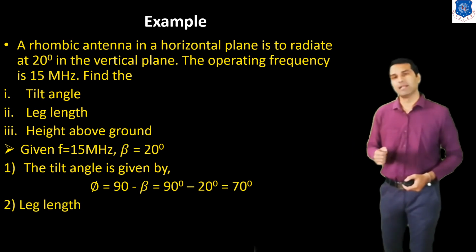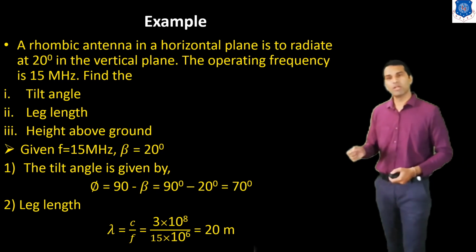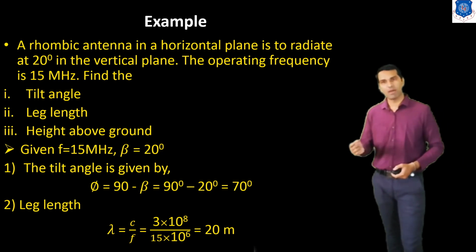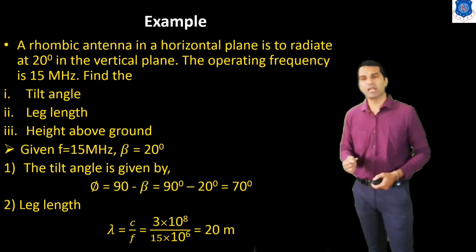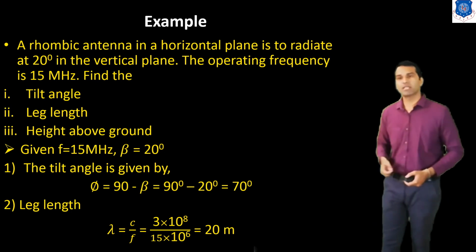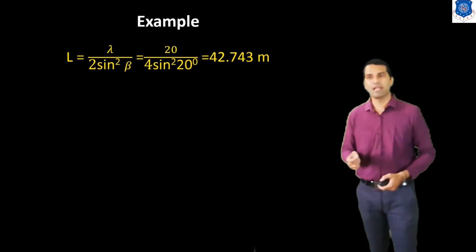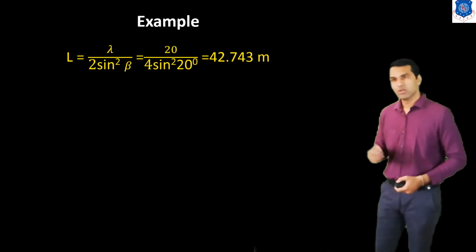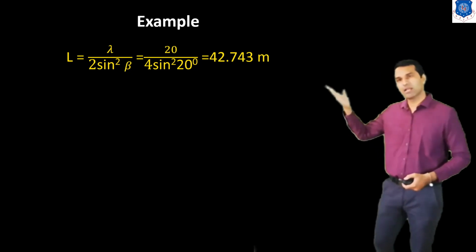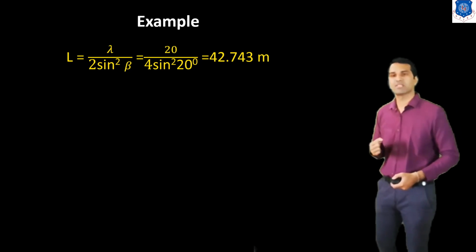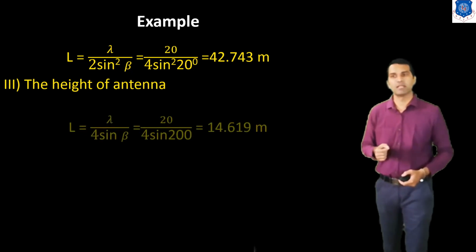Now we calculate the leg length, and for that, first we have to calculate the value of lambda. We know that lambda is nothing but c by f, where c is 3 into 10 raised to 8, and the frequency is 15 MHz, so 15 into 10 raised to 6. So we get lambda equals 20 meter. Now we have the equation for the leg length, L equals lambda upon 2 sine square beta. With lambda equals 20 and beta equals 20 degrees, we get the leg length L equals 42.743 meter.